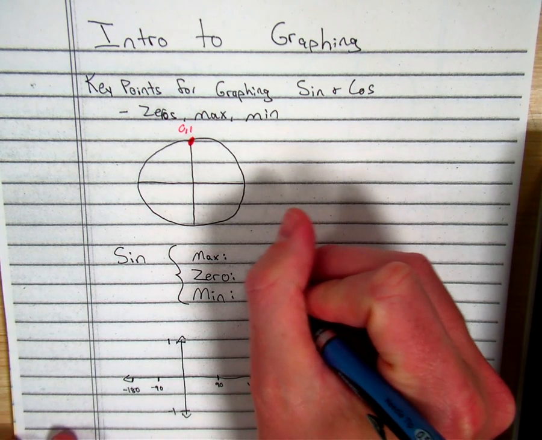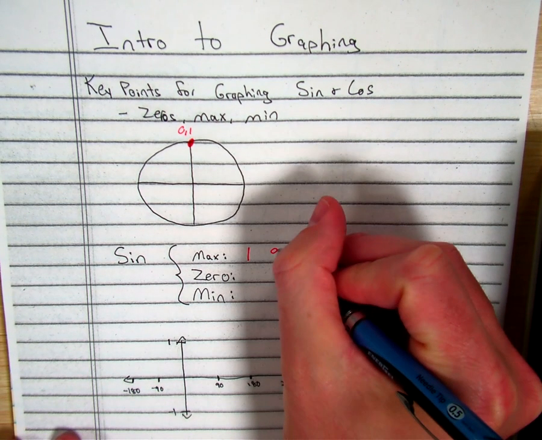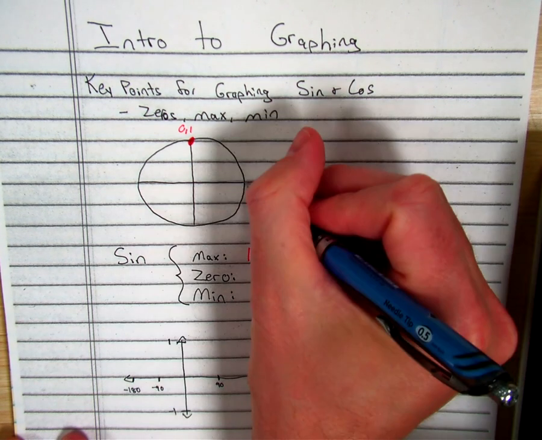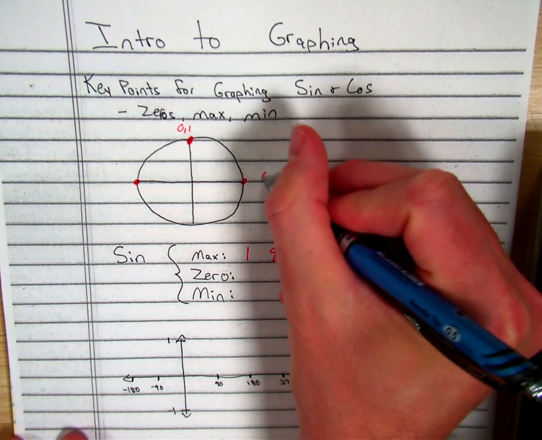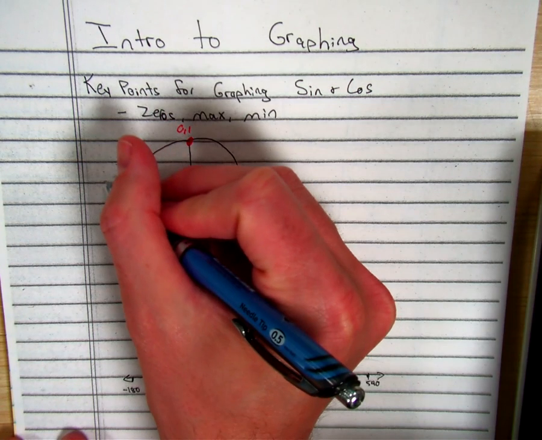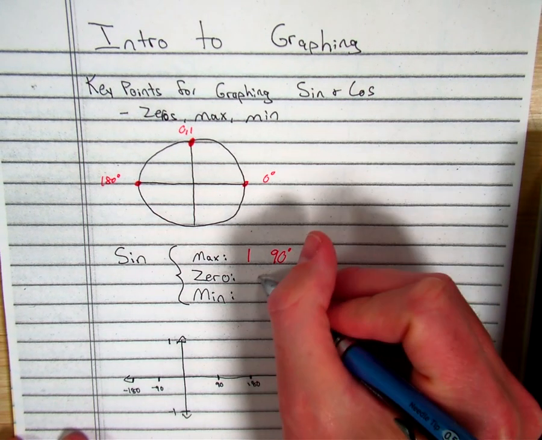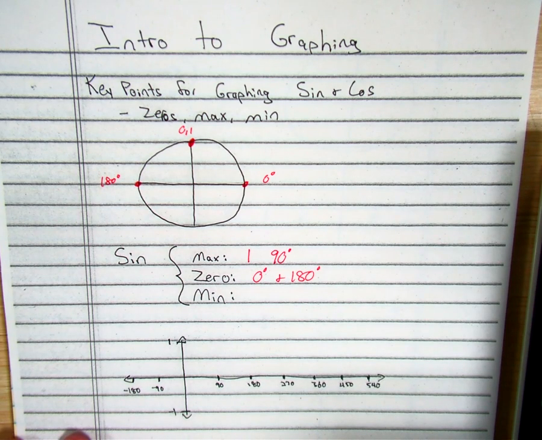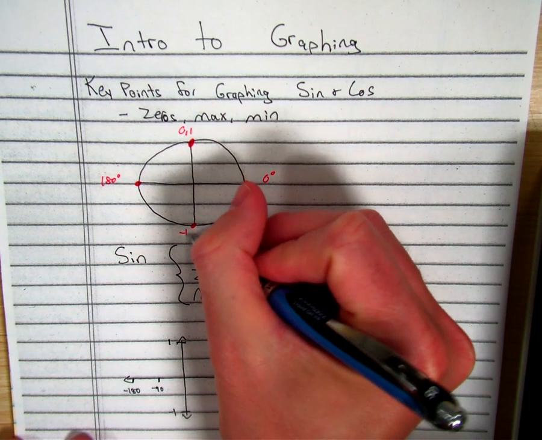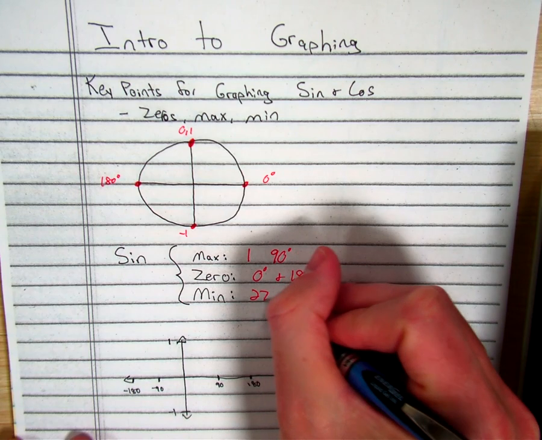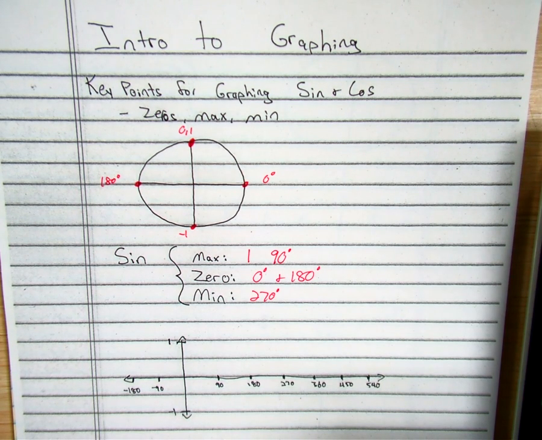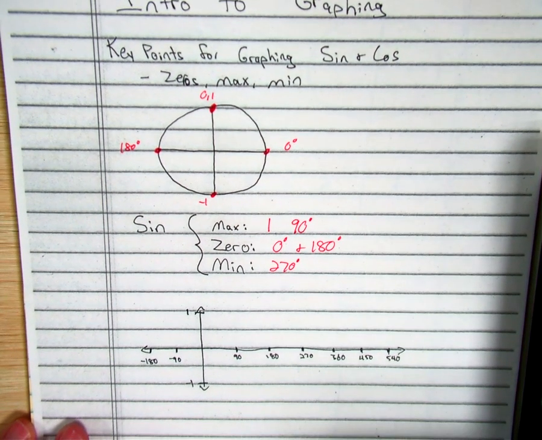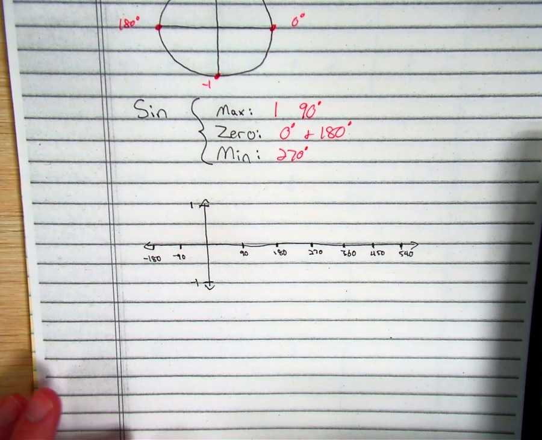So our max value for sine, the highest we get, is 1, and that was at 90 degrees. Sine is 0 at 0 degrees and at 180 degrees. And the lowest sine gets is -1 at 270 degrees. Okay? Now, the other points are nice to know, but they are not essential to making the most basic graph here for sine.